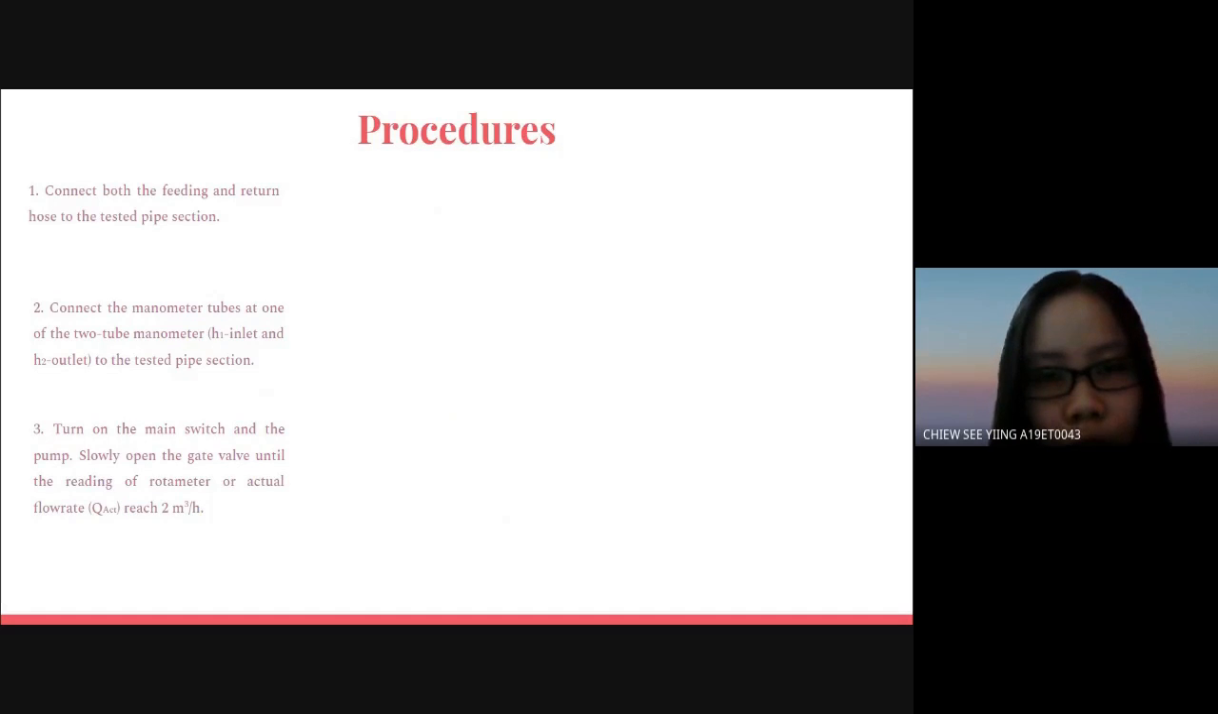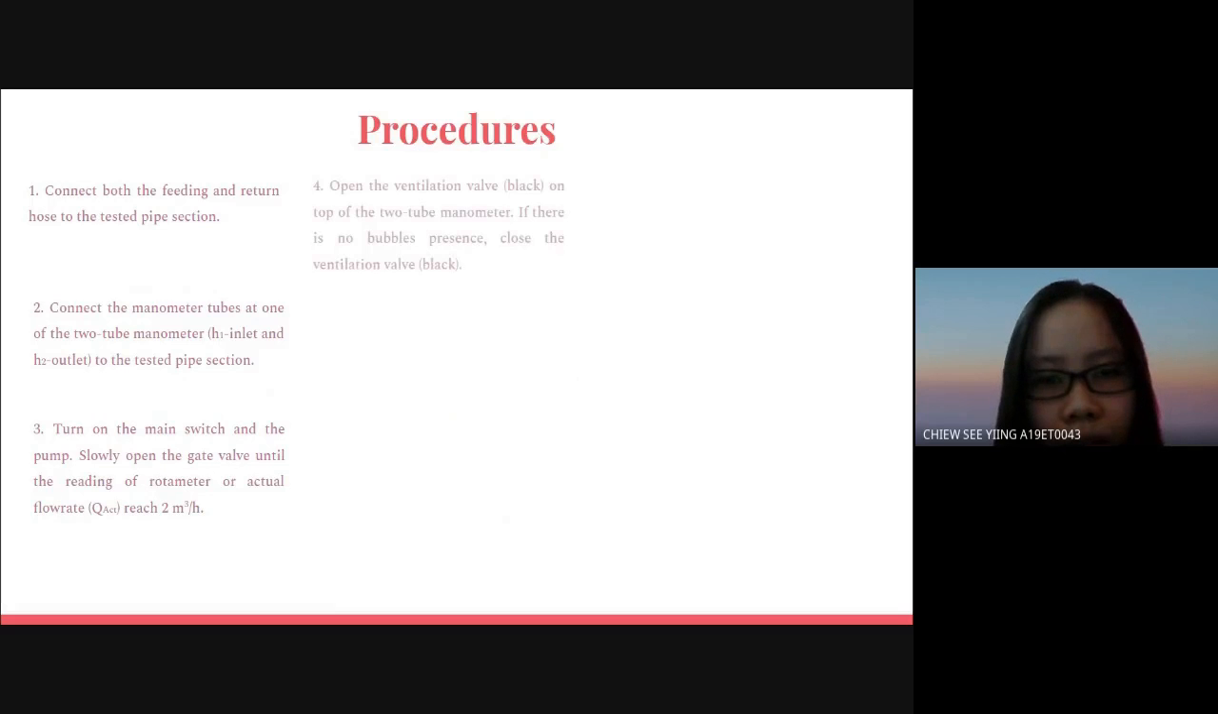When the reading of actual flow rate reaches 2 meter cube per hour, open and turn the black color ventilation valve on the top of the tube manometer anti-clockwise in order to release all the bubbles in the system. Close the black color ventilation valve and turn it clockwise if there are no bubbles present. Next, the pump is switched off and the control valve is closed.